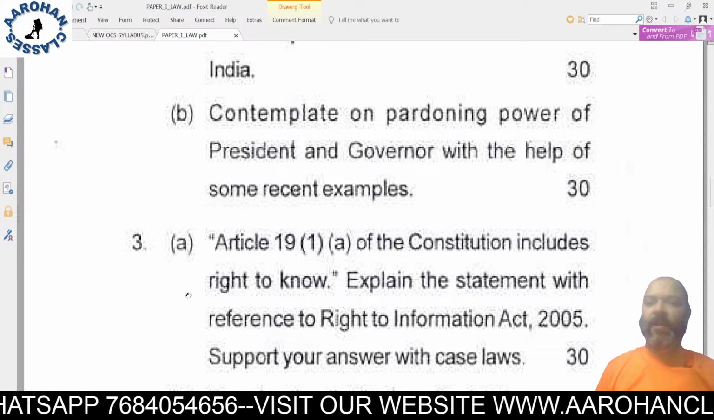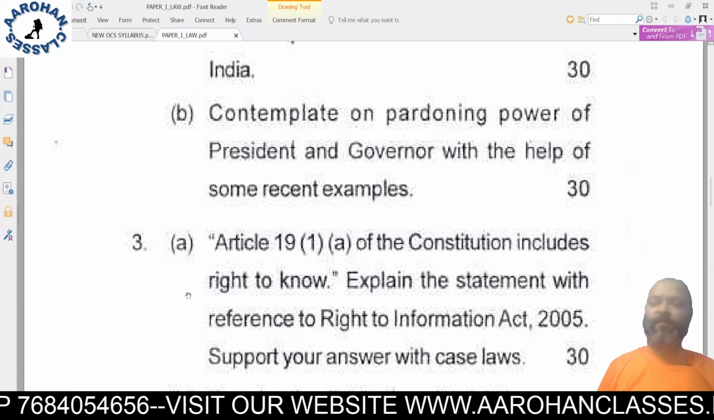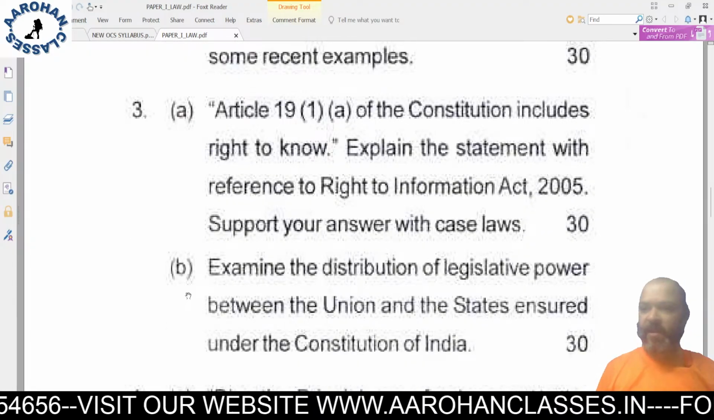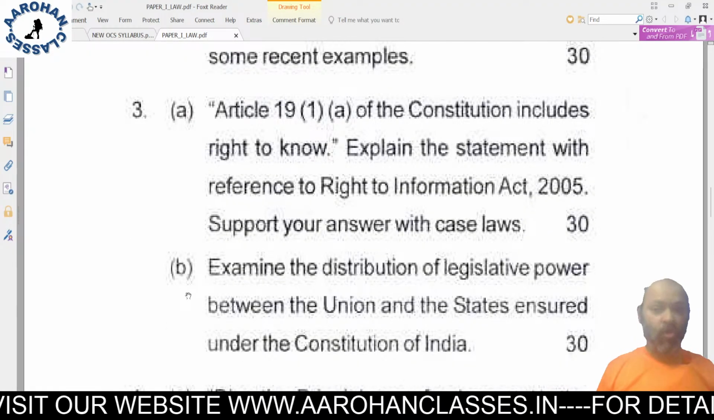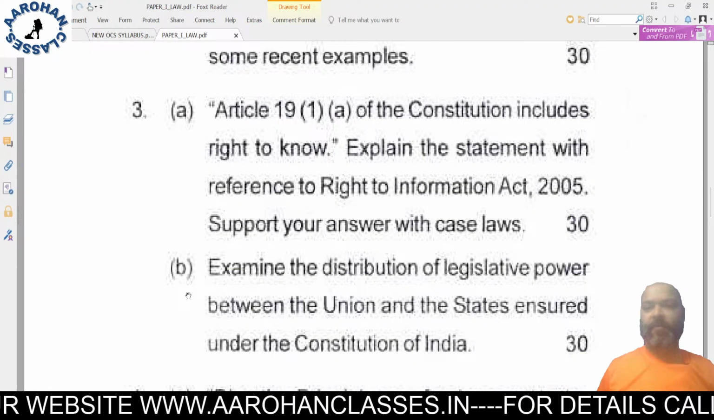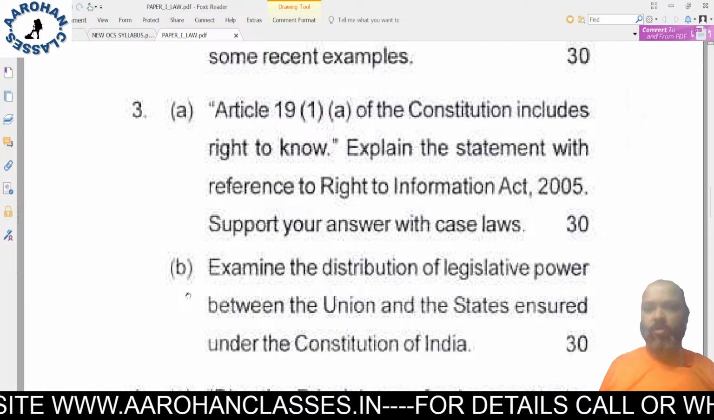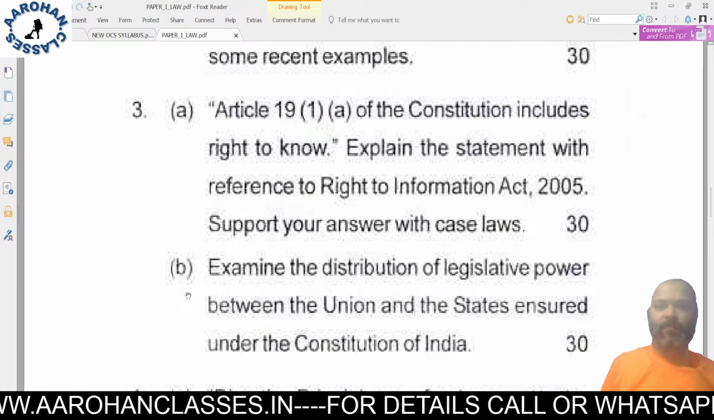Contemplate on the pardoning power of the President and Governor with the help of some recent examples. Similarly, you will also get a lot of help in Paper 4, ethics and integrity, so you get this advantage too.